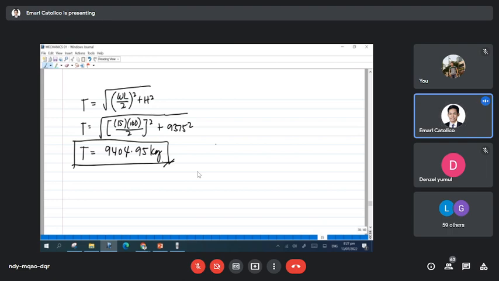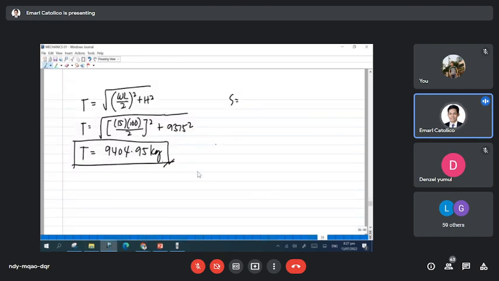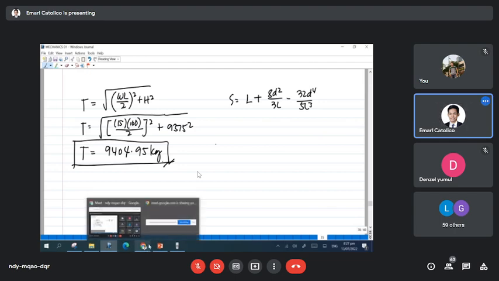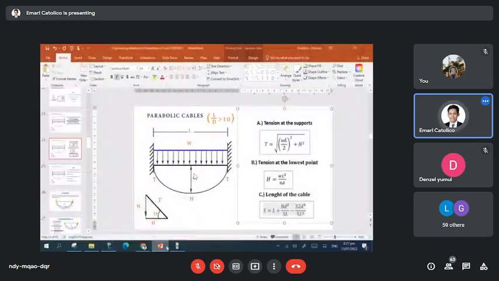Check natin kung tama. Ay, hindi ko pala nalagay yung sagot, no? So, sa S na lang natin i-check kung tama yung sagot. Okay? So, length of cable is equals to L plus 8D squared over 3L minus 32 D raised to 4 over 5L raised to 3. May coding kami dito, medyo bastos, kaya hindi ko na sasabihin. Okay. Tama ba yung sinulat ko? L plus 8D squared over 3L, 32 D. Okay, tama. Kabisado ko pa kasi may coding kami dyan dati.